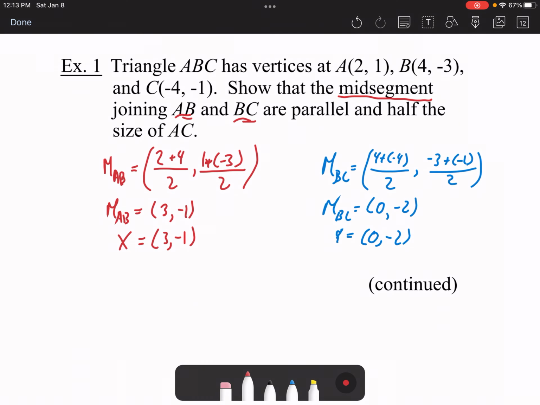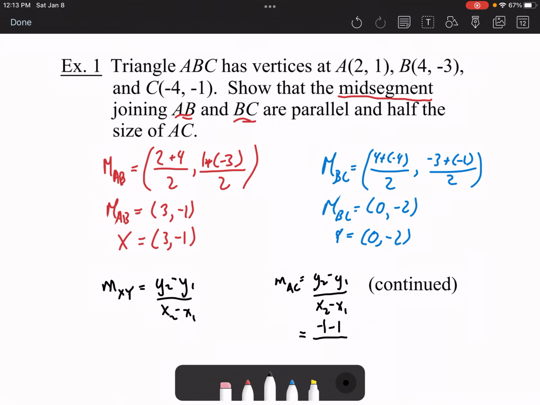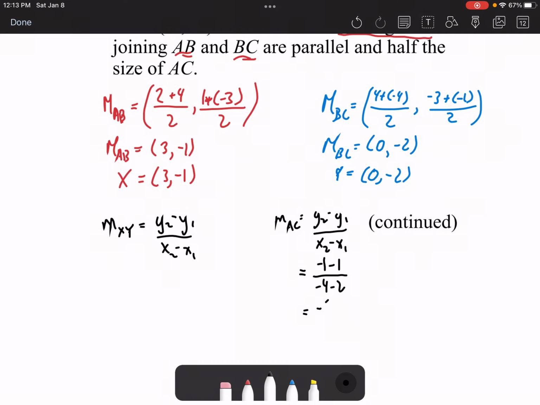In order for it to be parallel, the slopes have to be the same. So I have to find the slope of XY, and I also have to find the slope of AC. I remember how to find the slope using the y2 minus y1 over x2 minus x1 formula. So I'm just going to substitute the values in. For A and C, that is -1 minus 1 over -4 minus 2. That works out to -2 over -6, or 1/3 if we reduce.